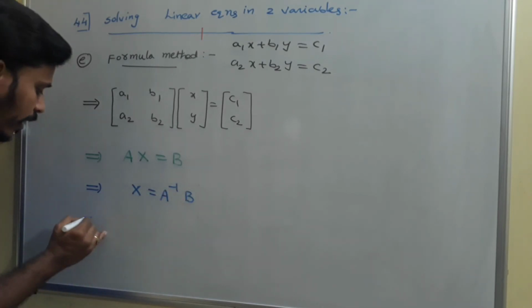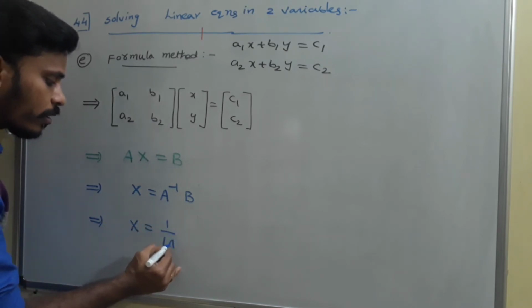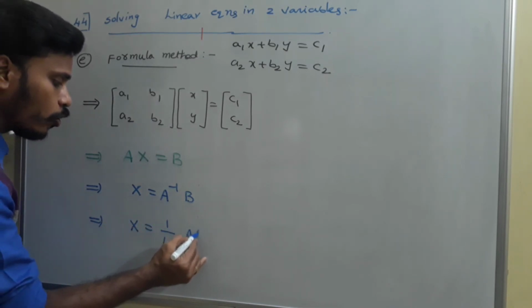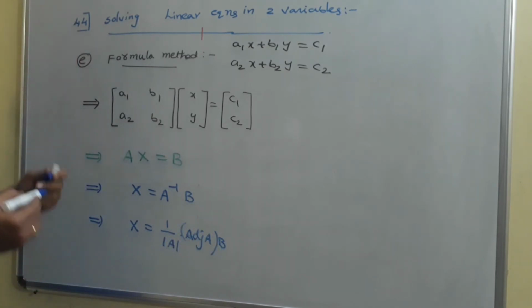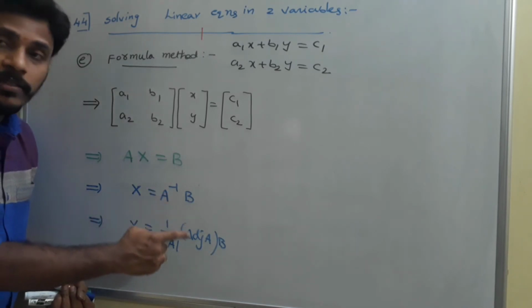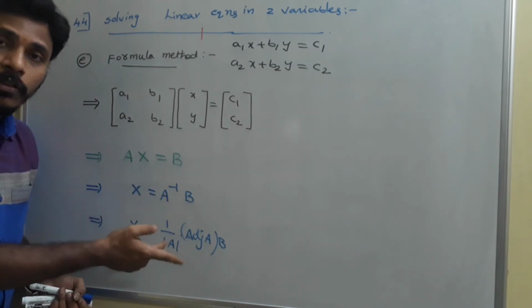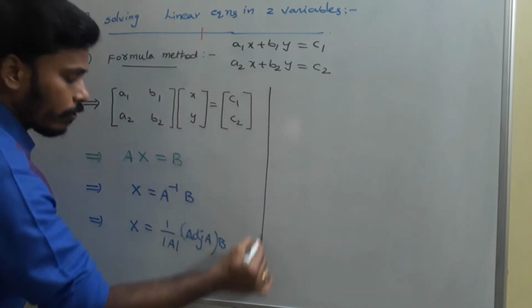Okay, and since X is equal to A inverse B, what can you say about A inverse? A inverse is 1 by det A into adjoint of A, into B. Is it right? Right. And then we know the way of finding det A as well as the way of writing adjoint A, and after that we will multiply that adjoint A with B. Okay, just have a look.